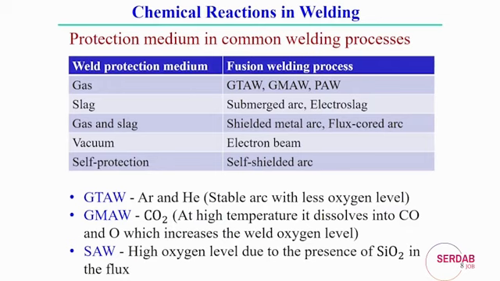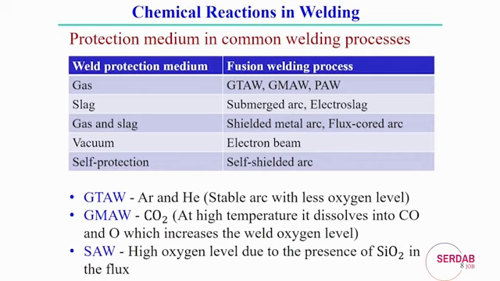Overall, in gas tungsten arc welding we can use either argon or helium, because under this shielding gas the arc can be stable. So, argon and helium will be the most suitable shielding gases in this case, because they produce a stable arc, and of course, contamination with oxygen is less using this type of shielding gas.